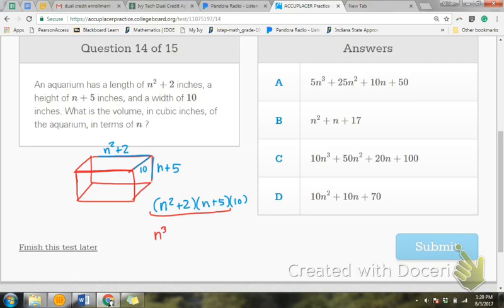So I have n cubed plus 5n squared plus 2n plus 10. And then I have a 10 on the outside. Write down that: 10n cubed plus 50n squared plus 20n plus 100. Is that an answer option? C. Everyone okay with that?